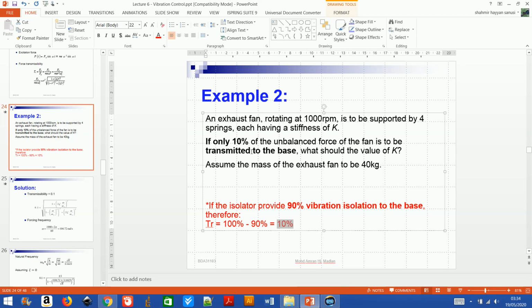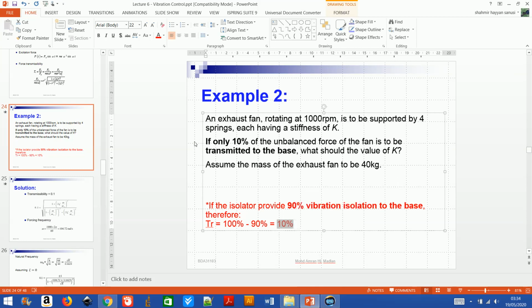So you need to read carefully when you get the question. Sometimes it gives you the value of the transmissibility ratio straight away, or sometimes it says 90% vibration isolation to the base, which means that to find the TR, TR is actually 100% minus 90%, which is 10%.